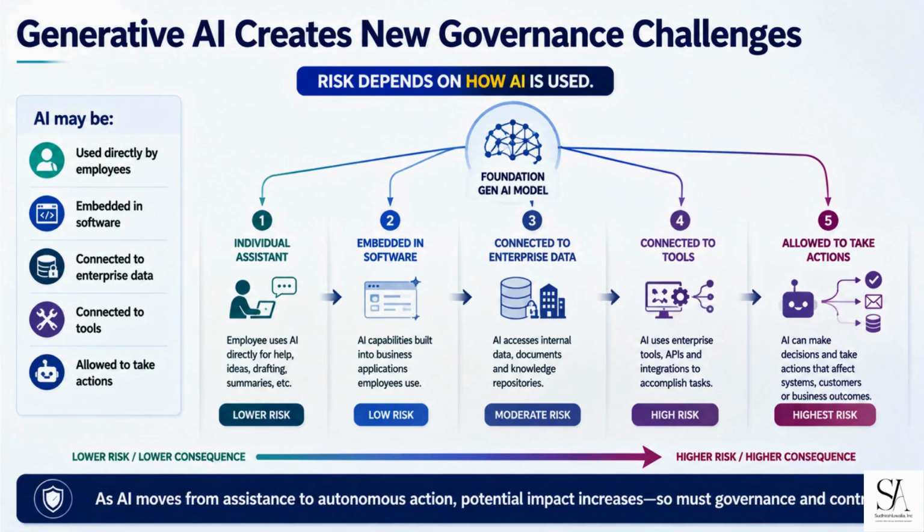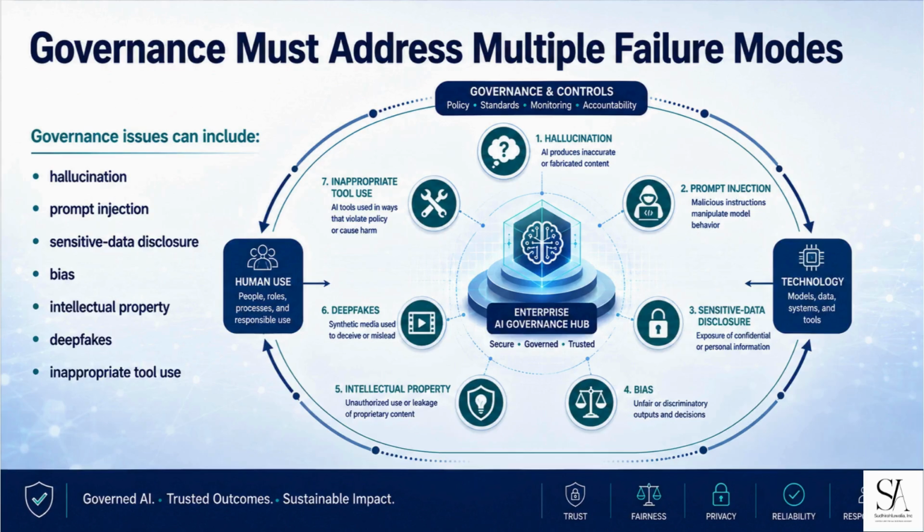Generative AI creates particular governance challenges because it can be used directly by employees, embedded within software, connected with enterprise information, and increasingly allowed to use tools or take actions. The same underlying model may therefore appear in very different operational settings, each with a different level of risk. The technology also expands the range of possible failure modes. Hallucinated information, prompt injection, sensitive information disclosure, bias, intellectual property concerns, deepfakes, data provenance problems, and inappropriate tool use can all become governance issues. The organization must therefore control both the technology and the way people use it.